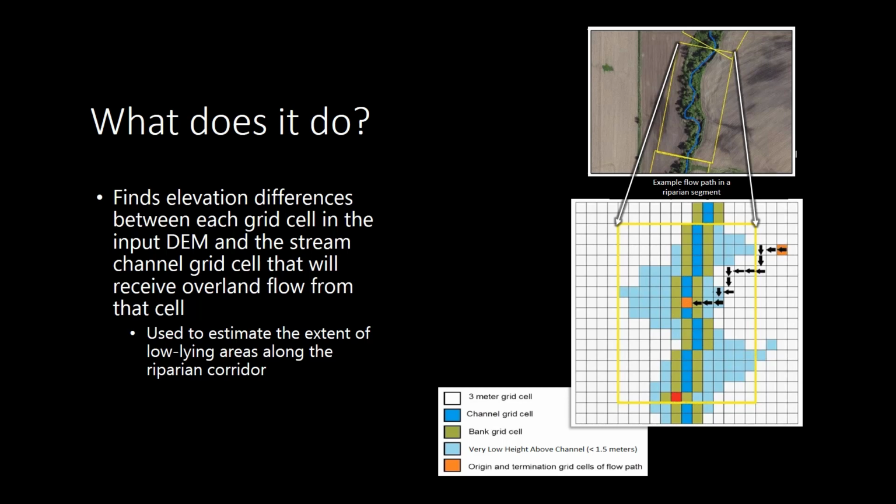In other words, from a cell within a DEM, it's going to follow the flow path all the way to the stream. And the stream channel cell that it ends up in is the one that will be used to calculate the elevation difference from. This is going to be used to estimate the extent of a low-lying area along the riparian corridor.